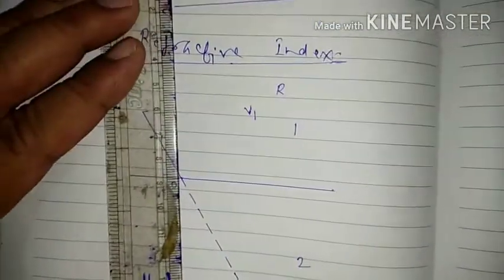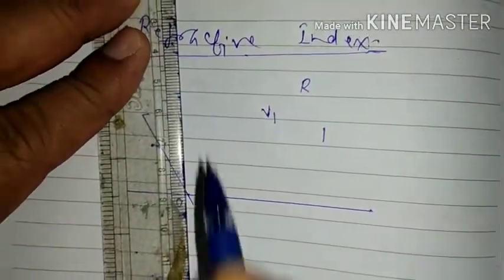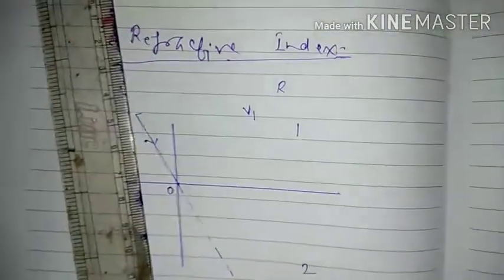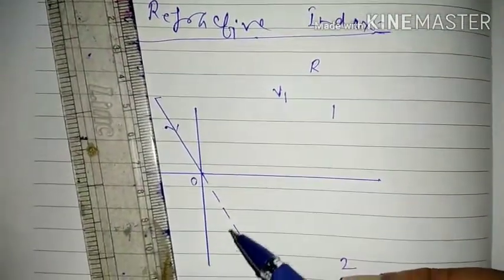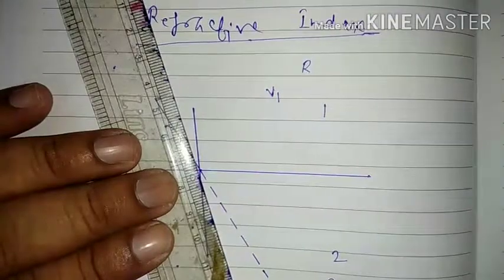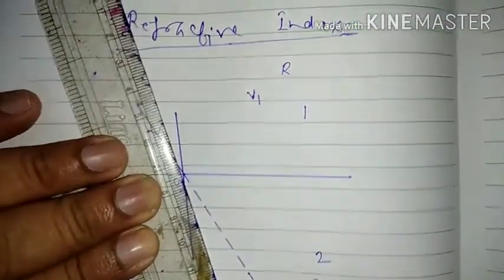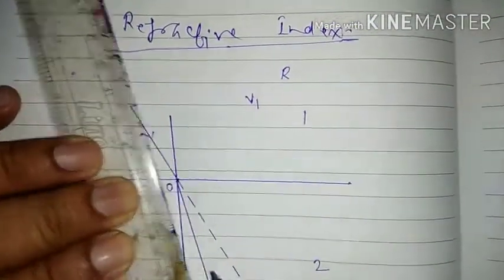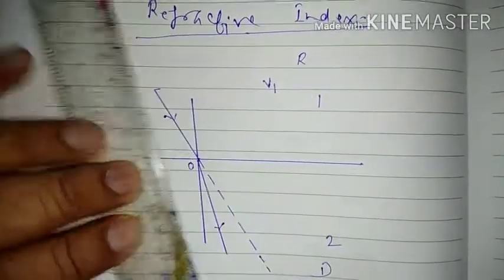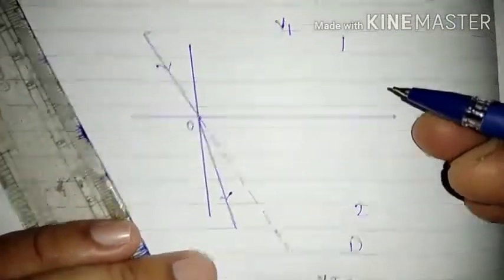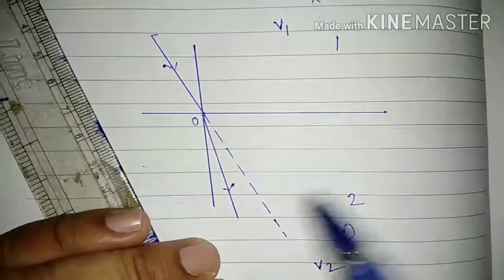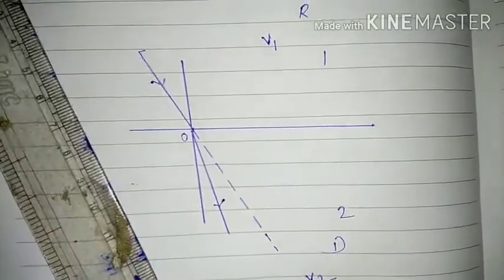If we draw a normal at this point of incidence, then what do we see? We see that if rays of light travel from rarer to denser, then the speed reduces and the rays of light go towards the normal. In the other case, if rays of light travel from denser to rarer, then the speed increases and the rays of light go away from the normal.